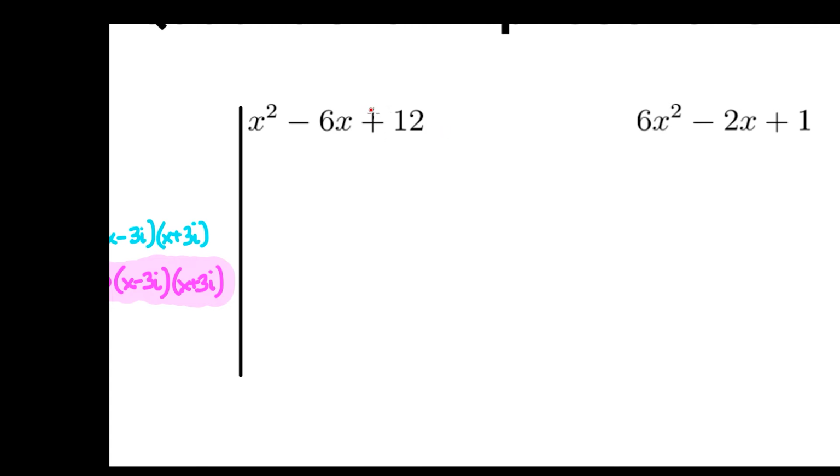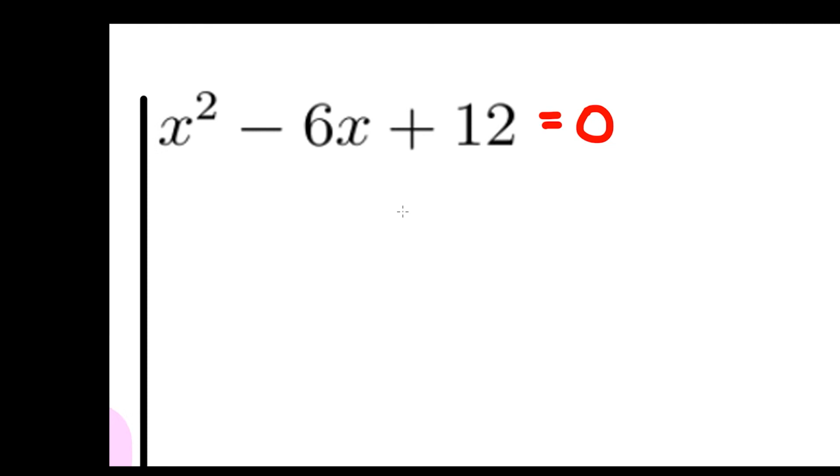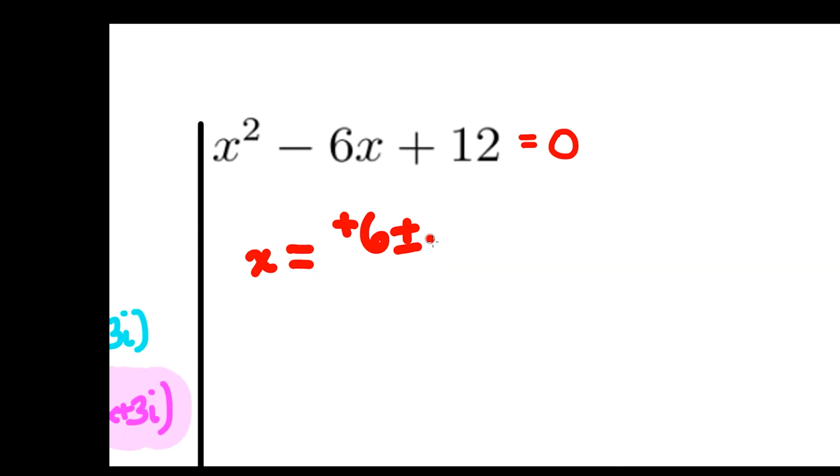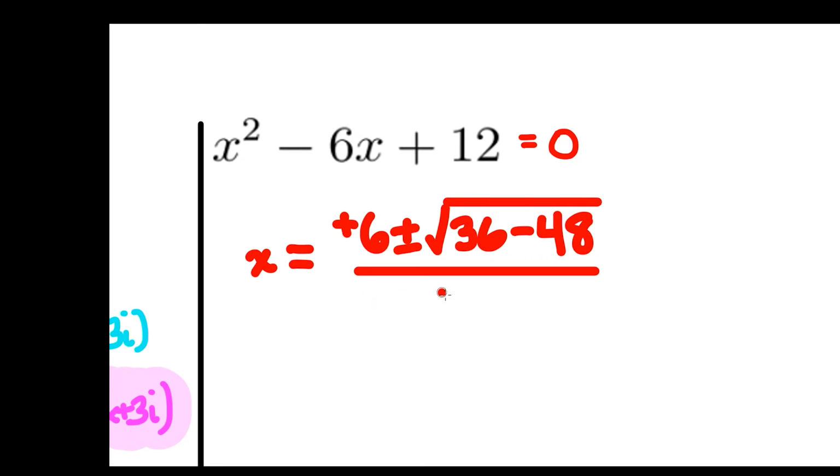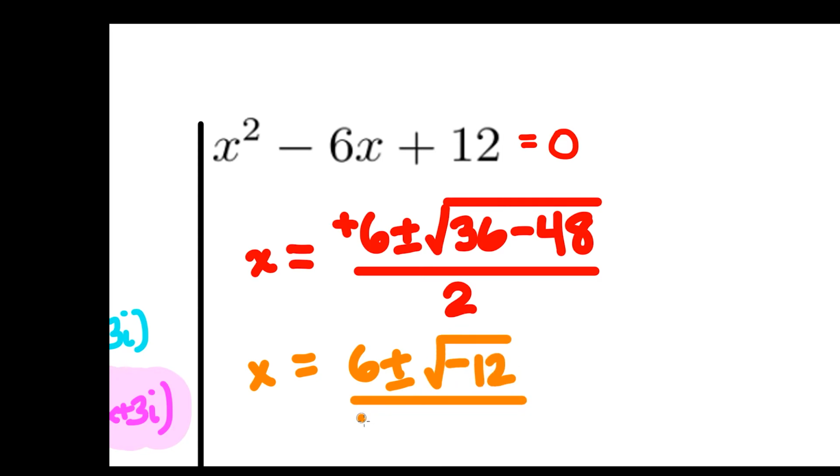All right, so the next one is the same thing. We're going to find the solutions first. So I'm setting this equal to 0. Okay, and to solve this, I'm actually going to use quadratic formula. So it's going to be x is equal to negative 6, which is just going to be positive 6, plus or minus the square root of 36 minus 48. And then all of this is divided by 2a, which is just going to be 2 times 1. So you end up with something like that. This is going to be equal to 6 plus or minus the square root of negative 12 all over 2.